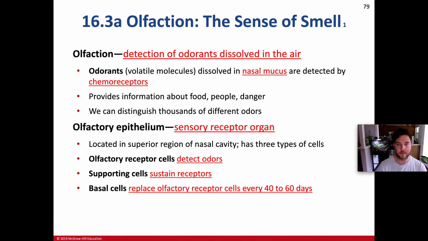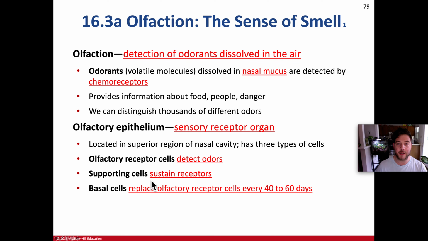Your olfactory epithelium is your sensory receptor organ. And notice this, it says that it's an organ, which means that it has multiple tissue types. That's just thinking about how we put things together. It's in the superior region of your nasal cavity, so the upper region of your nasal cavity, and has 3 cell types. There are olfactory receptor cells that detect odors. That name tells you what it does.